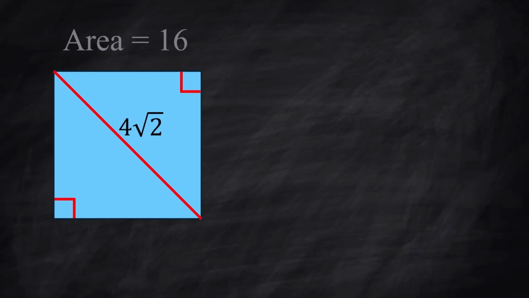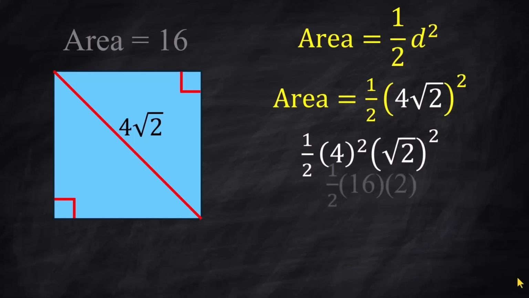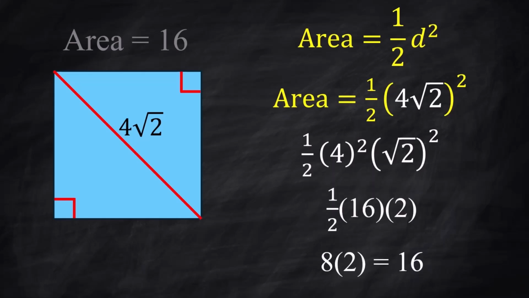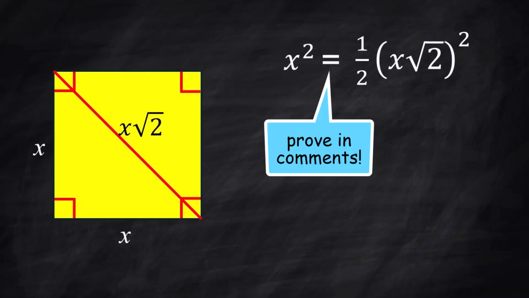Now, if that's all you know, we can use the area formula using the diagonal. So we have 1/2 (4 root 2) squared. You have to put that square on the 4 and the square root of 2. So we end up with 1/2 times 16 times 2, which is 8 times 2, which is also 16. So it works. If you wanted to prove it with the algebra, all you'd have to do is prove this little thing, that x squared equals 1/2 (x root 2) squared.